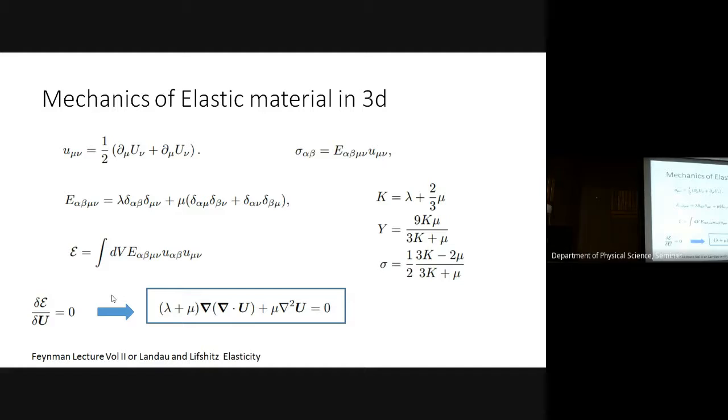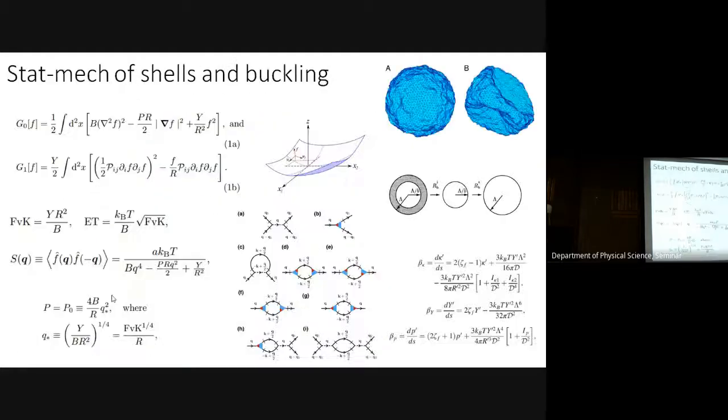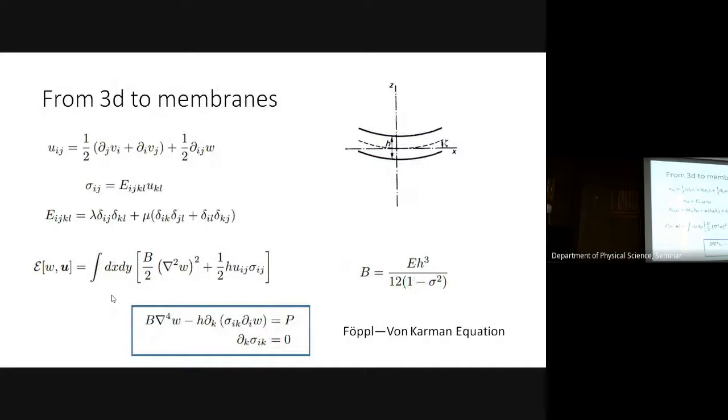Anyhow, there are two elastic coefficients. And from this, you can construct an energy. Now that you have an energy, you minimize it with respect to the displacement, and you get a differential equation. This is done in Feynman or Landau-Lifshitz. These two elastic coefficients are called the two Lame coefficients. And this is how they are related to other elastic coefficients that you know. For example, this is the bulk modulus, this is the Young's modulus, and this sigma is the Poisson ratio. Any two of them does the job. Okay. So that's the background. Now, from 3D to membranes.